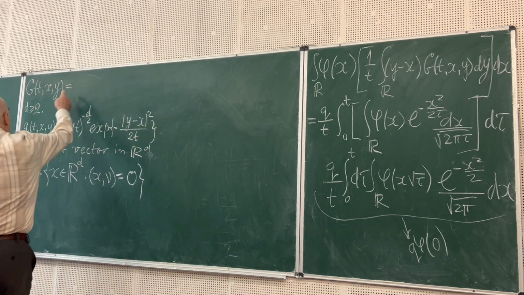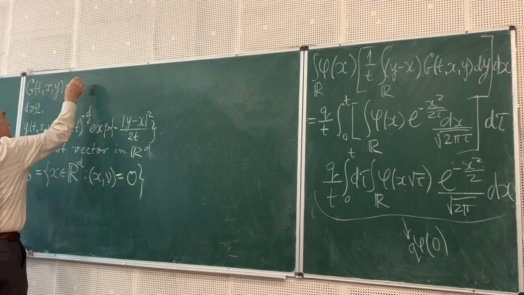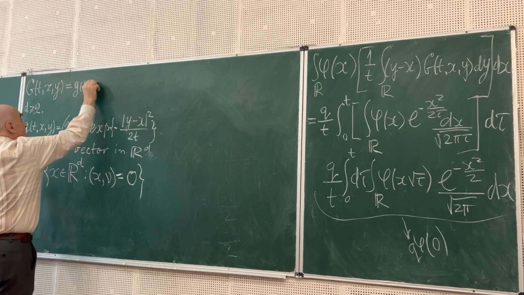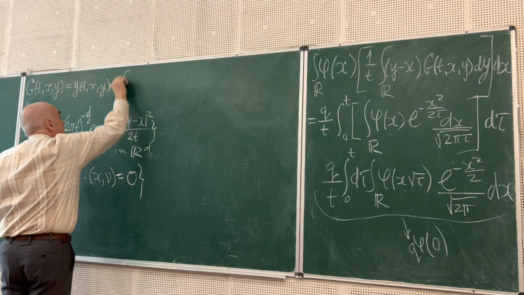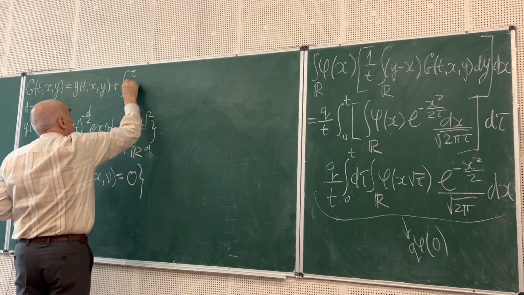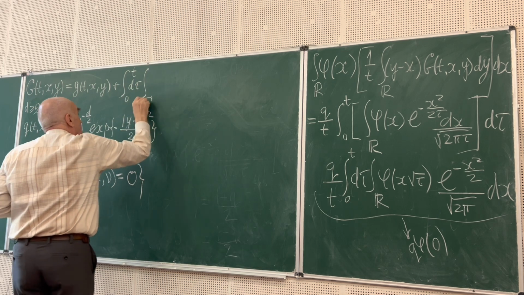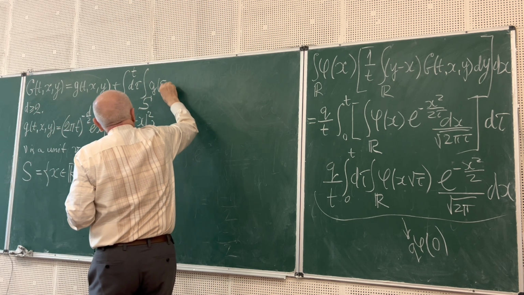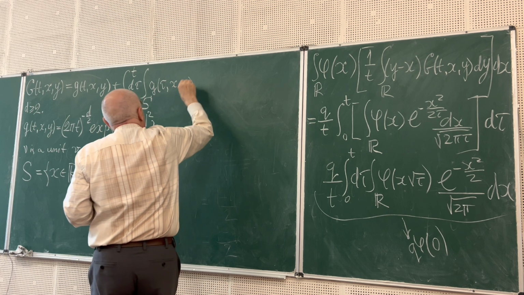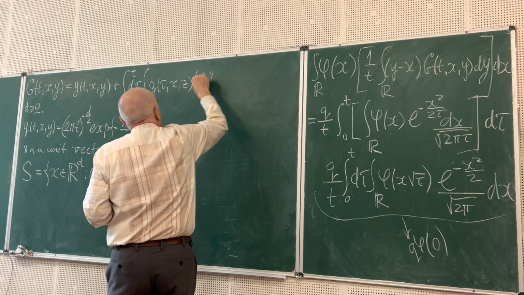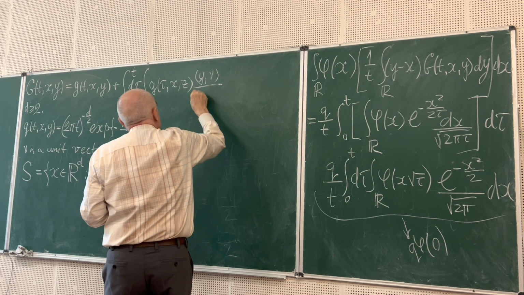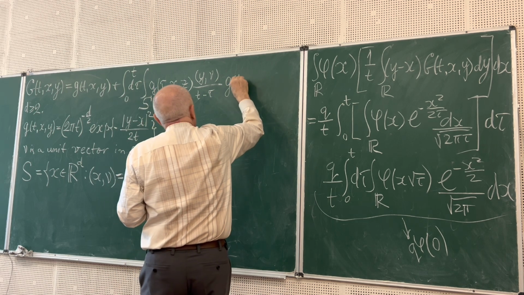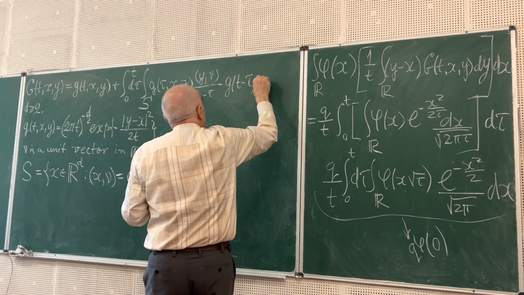And now I would like to write down the following formula: g t x y plus the integral over S of g tau x z, y nu, t minus tau, g t minus tau z y.